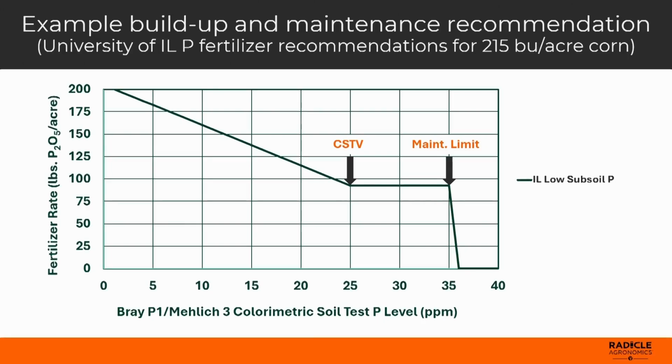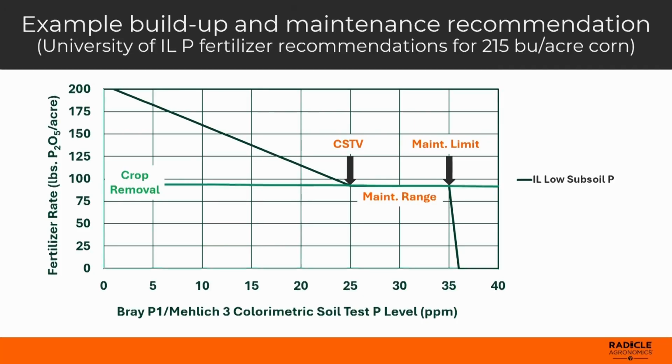Between that critical soil test level and the maintenance limit, you have the same fertilizer recommendation. This is called the maintenance range, and that rate is usually your crop removal rate. Now, if you're below that critical soil test level, the idea of a buildup is to go from wherever you're at to the critical soil test level in a specified period of time. In Illinois, it's 4 years. That's pretty common in the Midwest. This is called the buildup range. So you have your maintenance rate, which is crop removal, and then the lower your soil test, the more additional fertilizer you're applying because you want to increase your soil test to the critical soil test level.